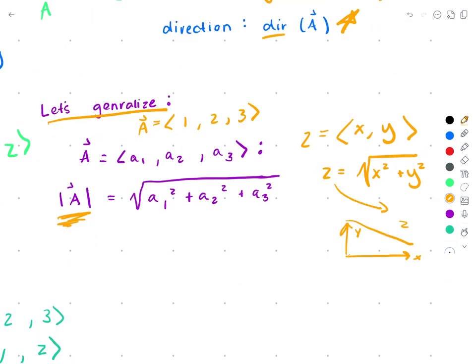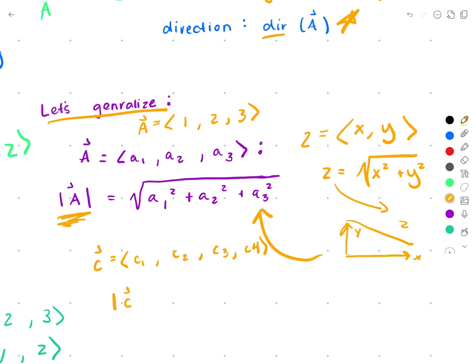So, I'm finding the length of the hypotenuse. So right now, if I was to call this x, this y, I'm really just finding z up here. And the same thing applies to three variables. And this really expands infinitely.